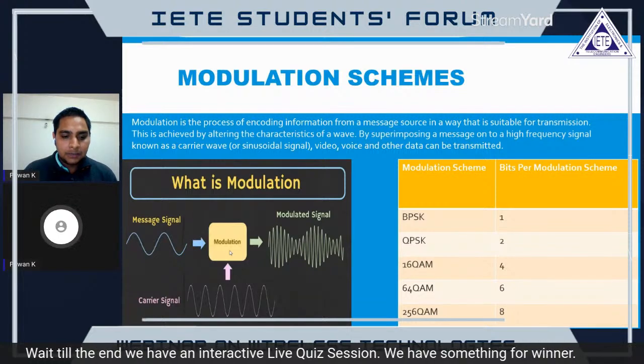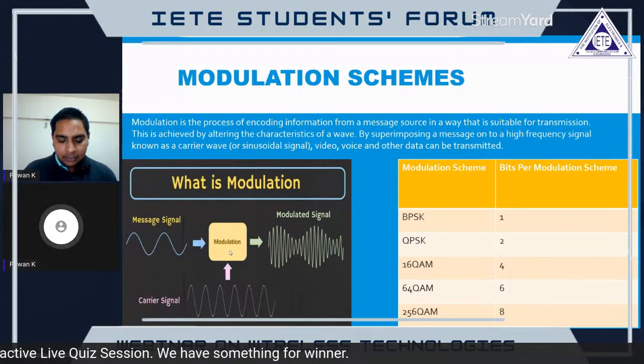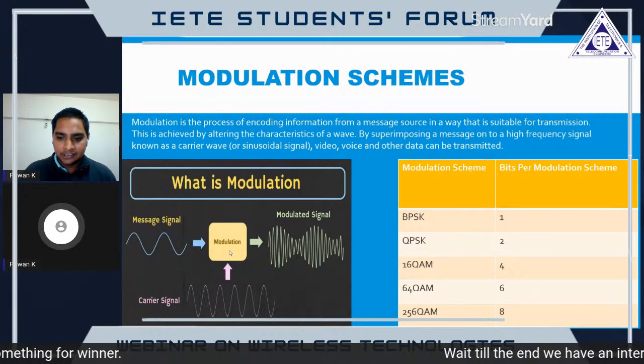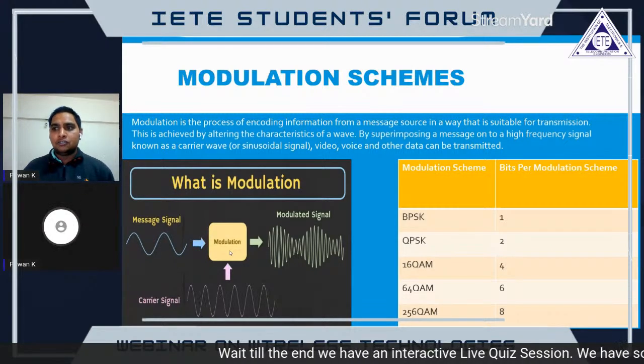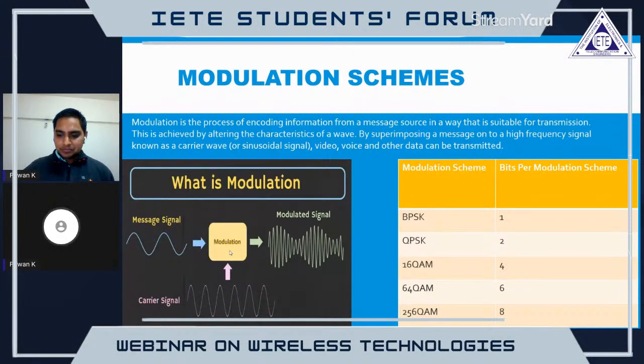A higher modulation scheme will help to get high data rates, but it will definitely add some errors in the case of a high modulation scheme. So in LTE, we are able to support 64 QAM and 256 QAM as well. That's why the data rate is very high.